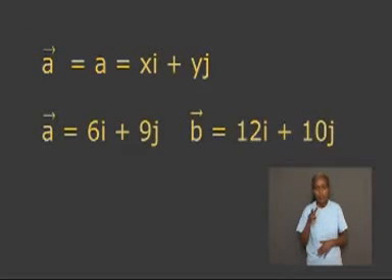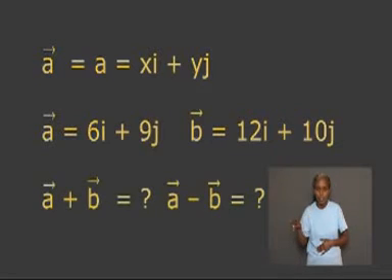If vector A equals 6i plus 9j and vector B equals 12i plus 10j, what is vector A plus vector B? What is vector A minus vector B? Take a few minutes to calculate the answers.